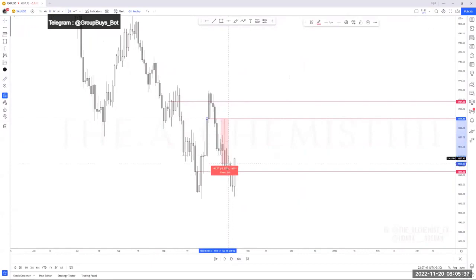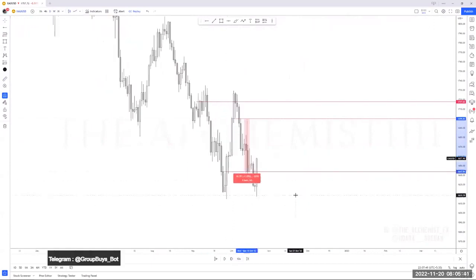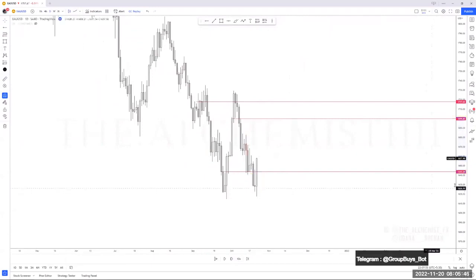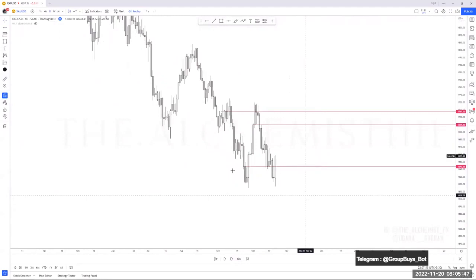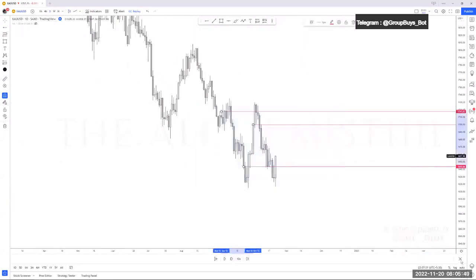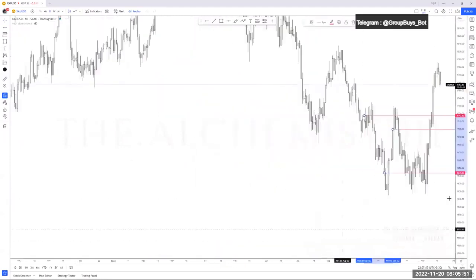So see, you have a very nice setup in there. A 500 pips setup there. That's more than enough for the week, actually. For me, that's more than enough. Okay, so something like that. I'll show you some more.